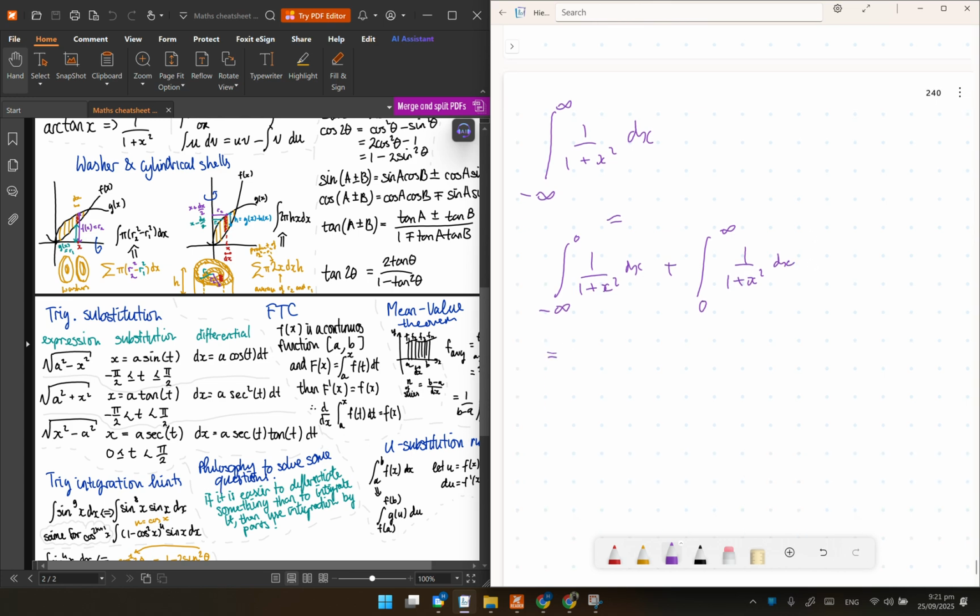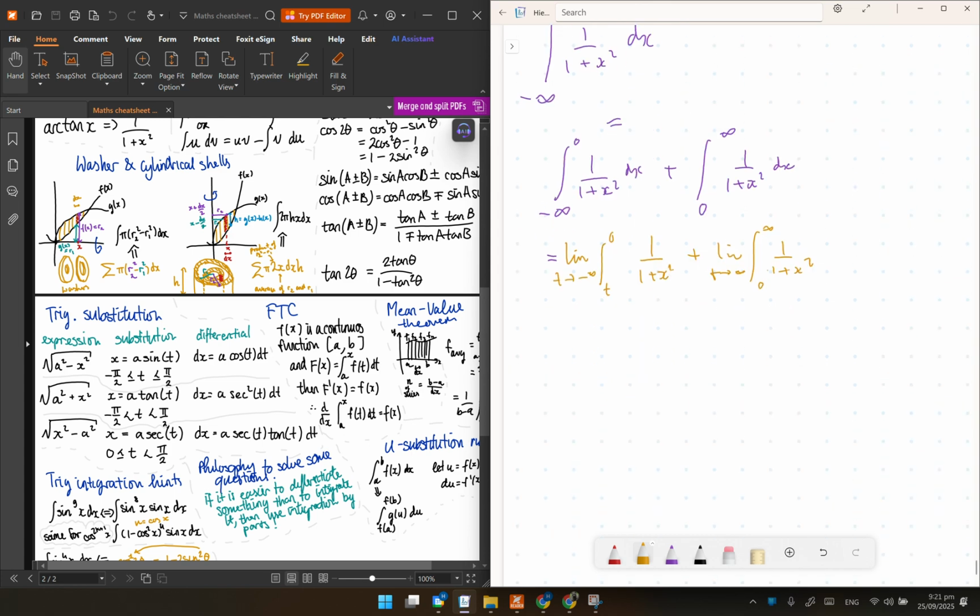Okay, and we're going to rewrite it mathematically as the limit as t goes to infinity of the integral from minus infinity to 0 of 1 over 1 plus x squared, plus the limit as t goes to infinity of the integral from 0 to infinity. Sorry guys, this is the limit as t goes to minus infinity of t. So t slowly approaches negative infinity, and this one is 0, t approaches positive infinity. And it's also 1 plus x squared. So let's do this really quick.